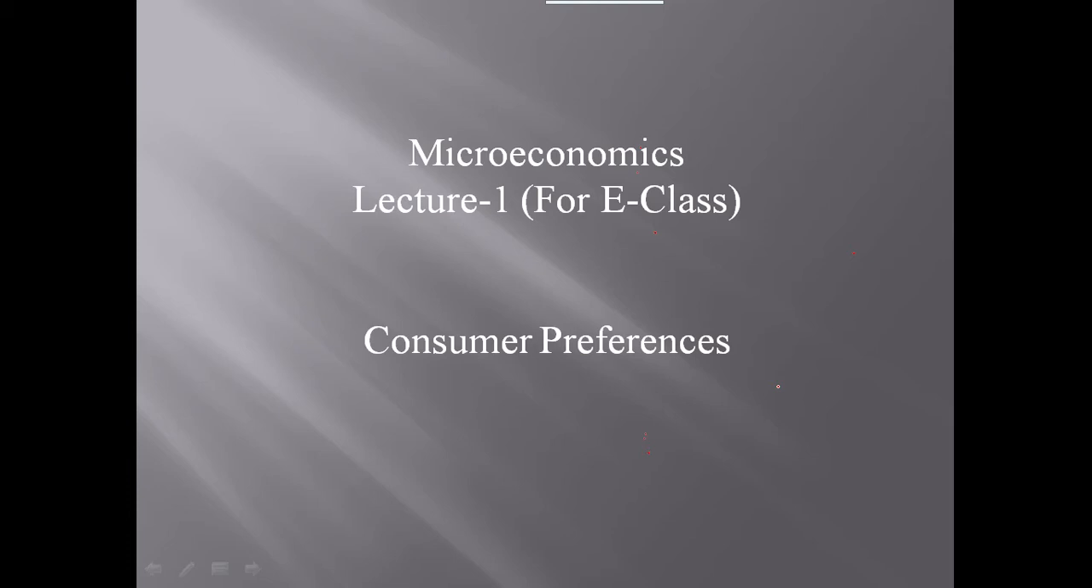It is our first lecture, about consumer preferences and utility analysis. We have learned that there are two economic agents, producer and consumer. The objective of the producer is to maximize profit, while the objective of the consumer is to maximize utility.